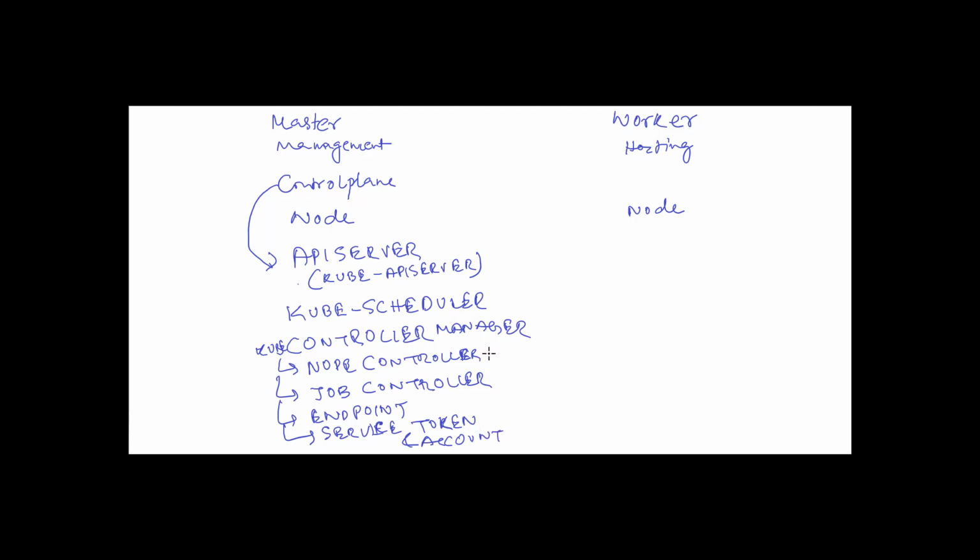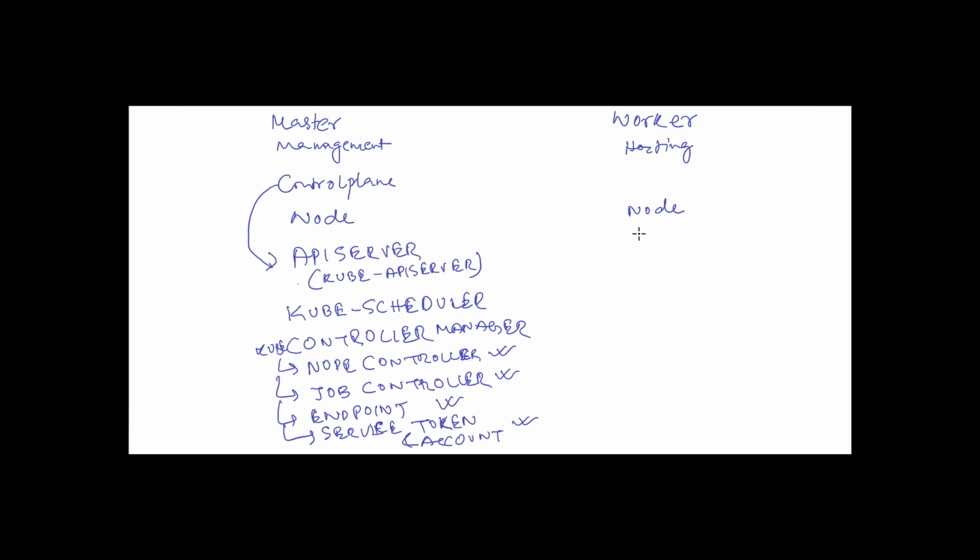As mentioned, the node controller is responsible for identifying when a node goes down and accordingly communicating with the other components. The job controller monitors when a job is being created and launches the necessary pod to complete that job. The endpoint controller populates the endpoints. The service token and account controller is responsible for creating the default service token and accounts in a new namespace.